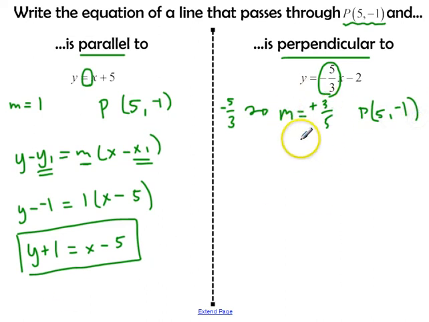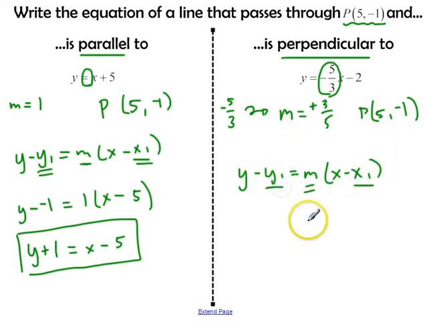So again, since we're given the slope and a point, the easiest form to write our equation of a line in is point-slope form. So again, we'll substitute in the slope and the x and y coordinate of the point we're given. So we have y minus a negative 1 equals positive 3/5 times x minus 5. And again, the only thing we're going to simplify here is the y minus negative 1. Change that to y plus 1.